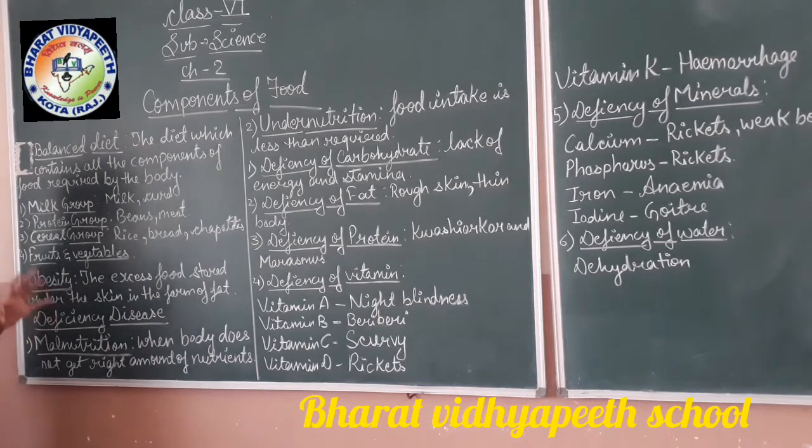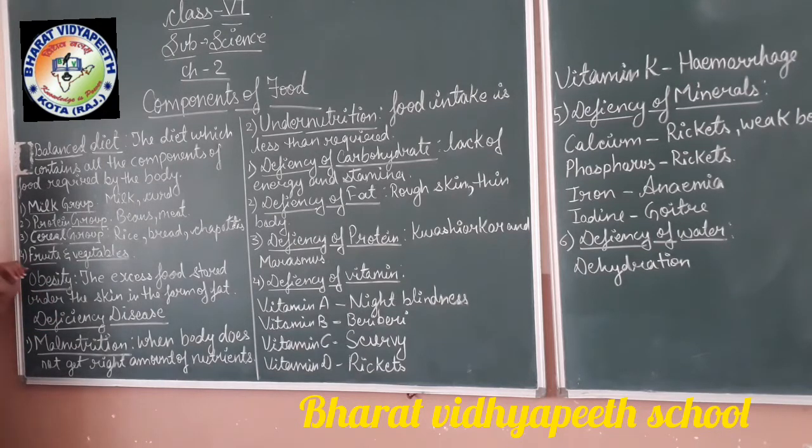BMI is body mass index. According to that, scientists decided that if the age of some person is 20, then their weight should be between 40 to 50, so that it is the required weight. If someone is of age 20 and their weight is above 50, then they are included in the category of obese people, that is, obesity in them.